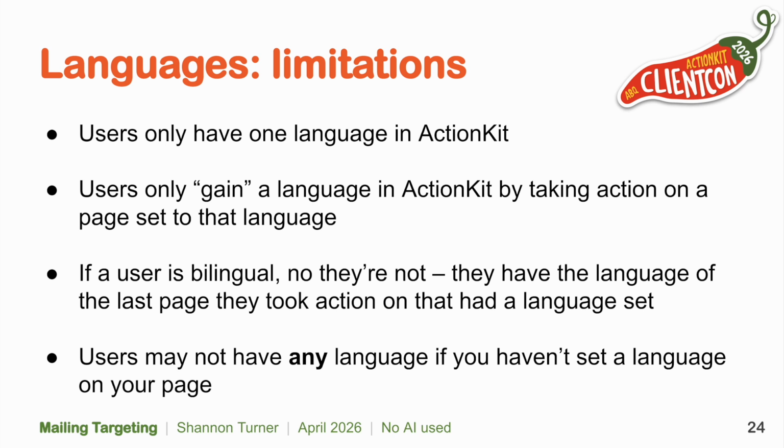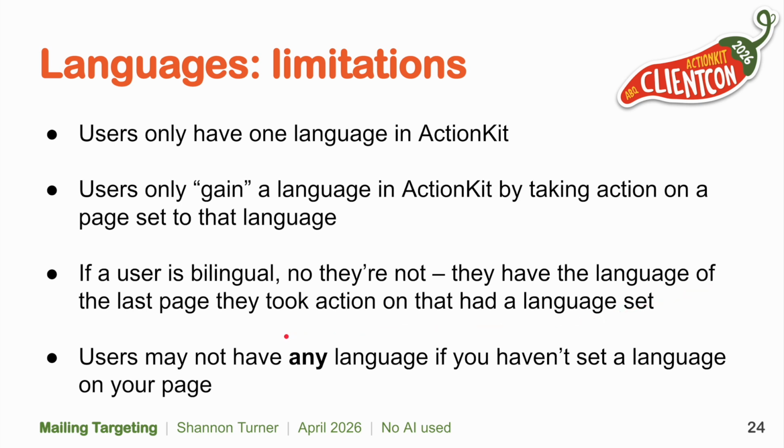So here are some limitations to languages that are important to keep in mind if you're using them for targeting. Users only have a single language in ActionKit. Users only gain a language in ActionKit by taking action on a page that's set to that language. And we don't really have the concept of being bilingual in ActionKit. They're going to have the language of the last page that they took action on that had a language set.